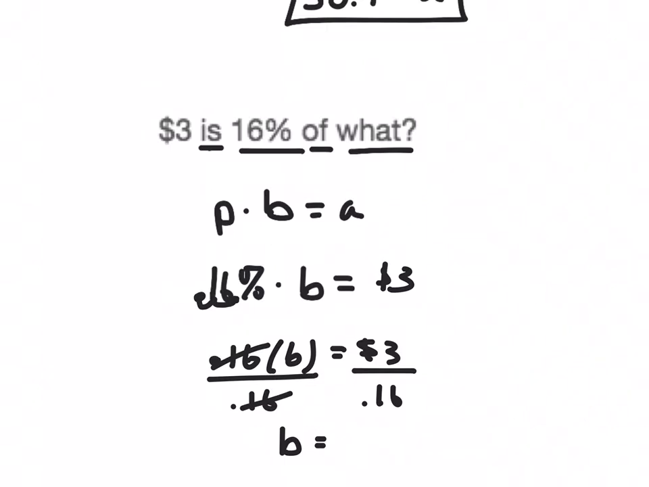And guys, you'd want to use your calculator on this, but it's important that you show your work and that you set up these equations. You may be able to do some of these in your head, but it's important that you can do that. Your answer is going to be 18.75, and you can put that in dollar form. So 16% of 18.75 is $3. All right, let's move on to the next one.